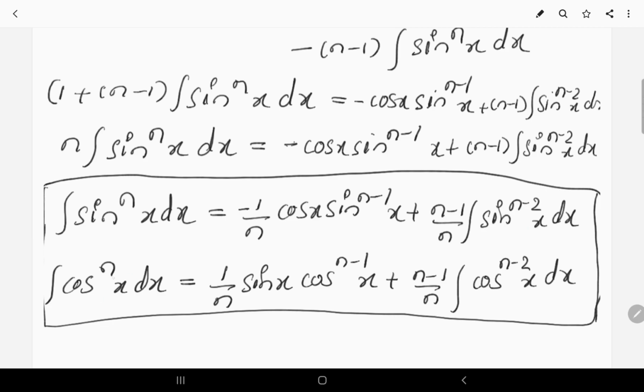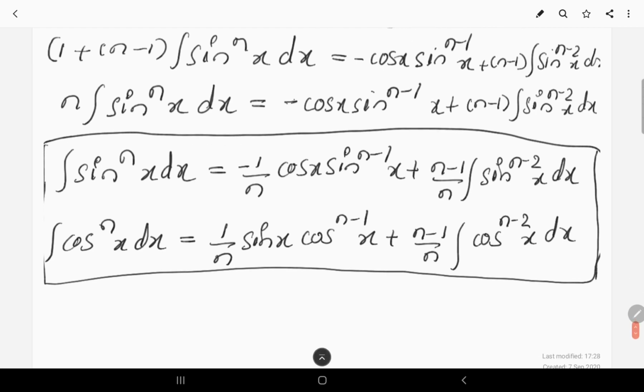Similarly, for cos raised to n x dx, since integration of sin x is minus cos x, here a minus sign, but integration of cos x is plus sin x, therefore it is equal to 1 by n sin x cos raised to n minus 1 x plus n minus 1 divided by n integration of cos raised to n minus 2 x dx.